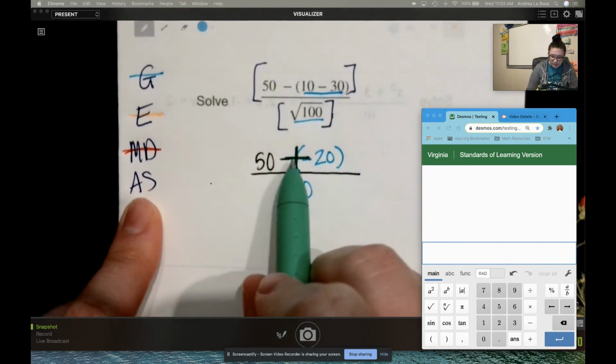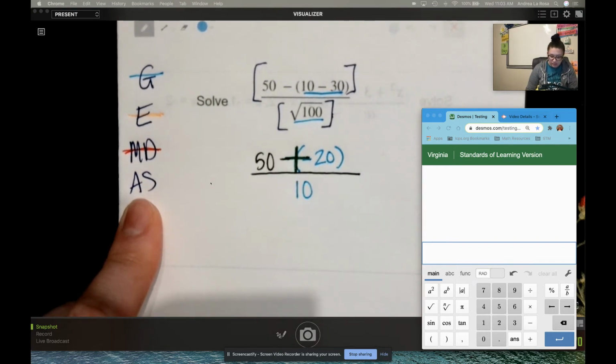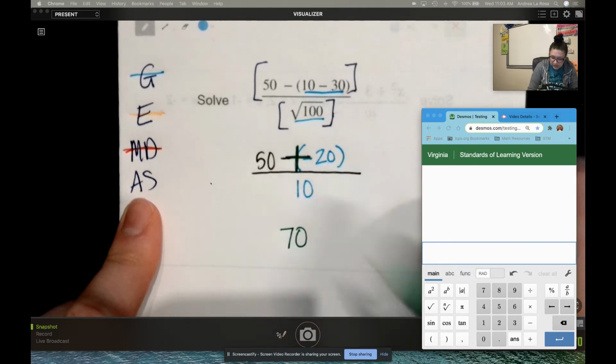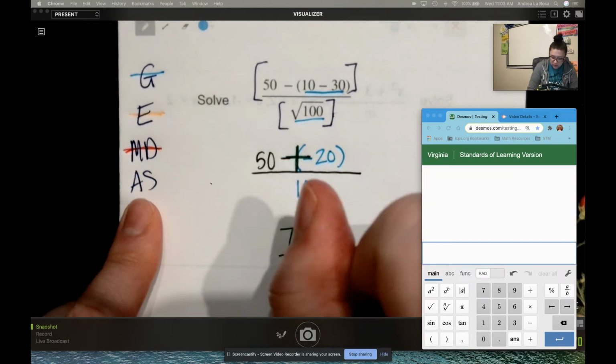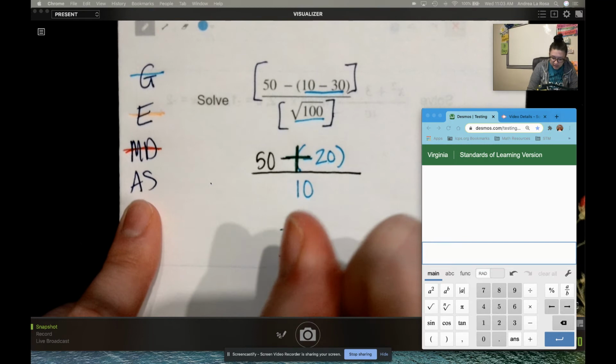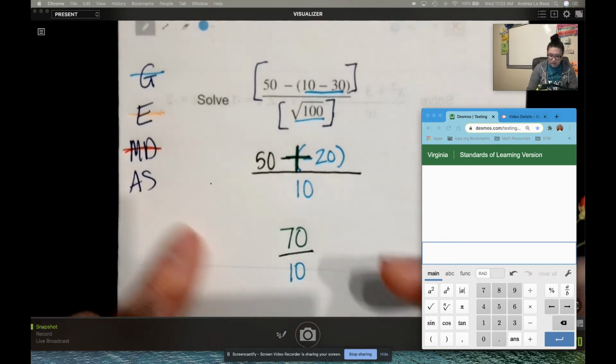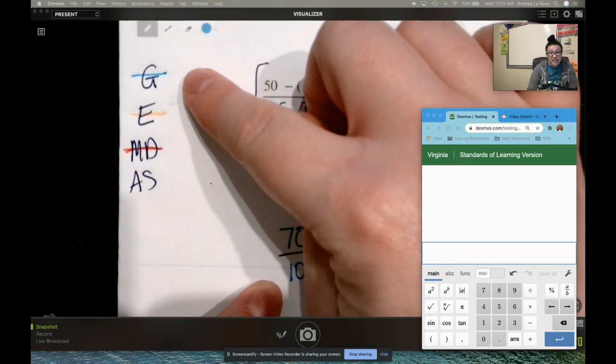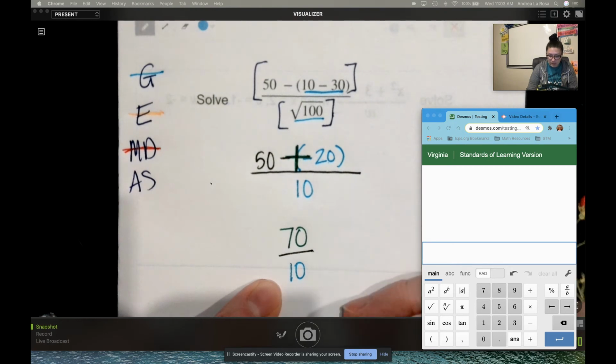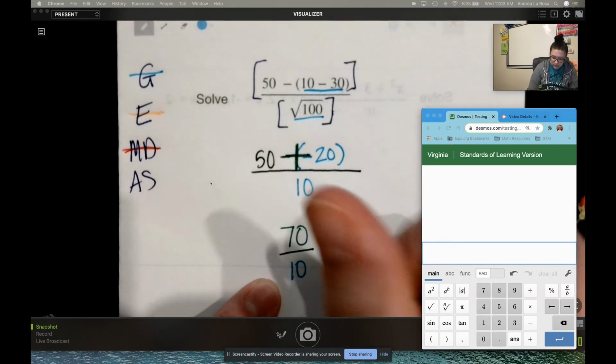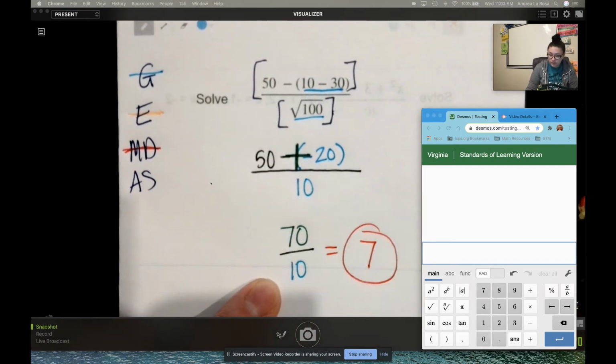So that's going to become 50 plus 20 up top. 50 plus 20 is 70. I still have to divide by my 10. Now that I've done the initial grouping of the top and the bottom, now I can divide. 70 divided by 10 is going to be equal to 7.